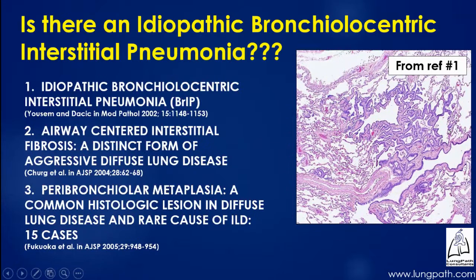Here is a process that shows prominent peribronchiolar metaplasia, a feature of centrilobular scarring. So is there an idiopathic disease that causes centrilobular scarring like this that we could put in that list of idiopathic interstitial pneumonias?